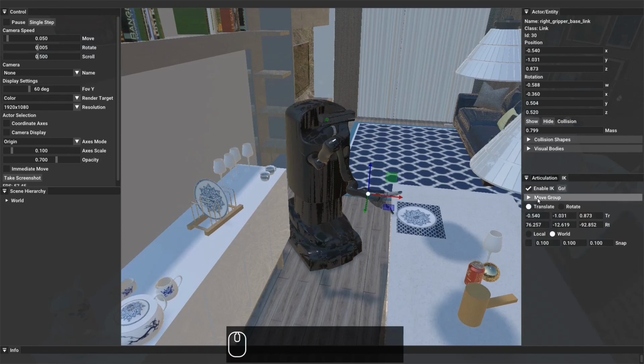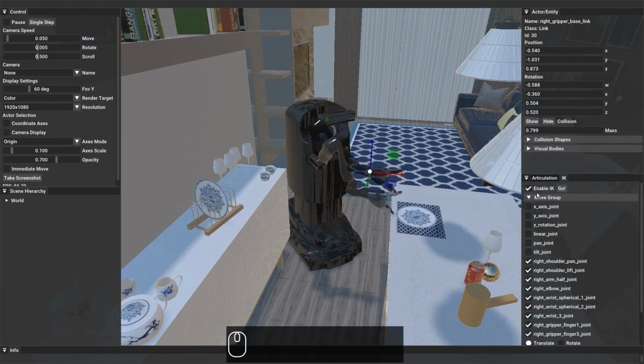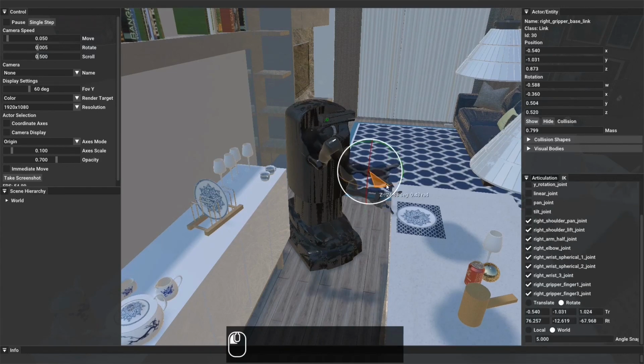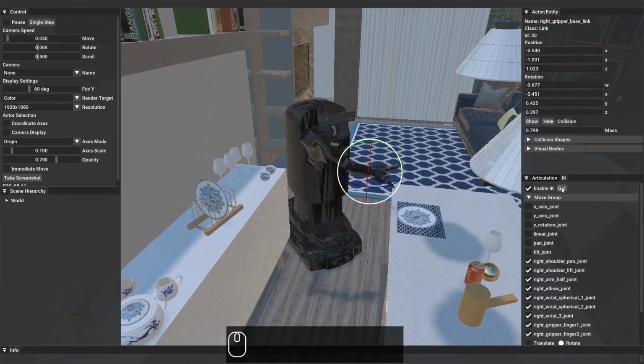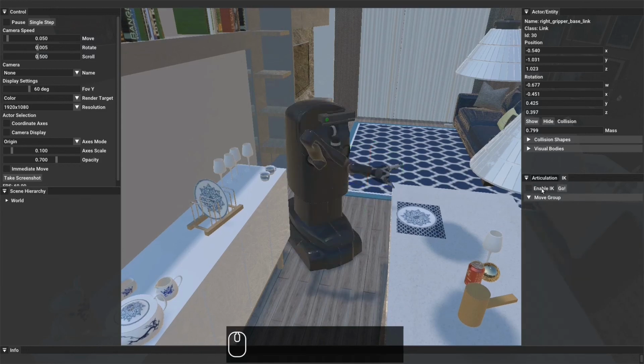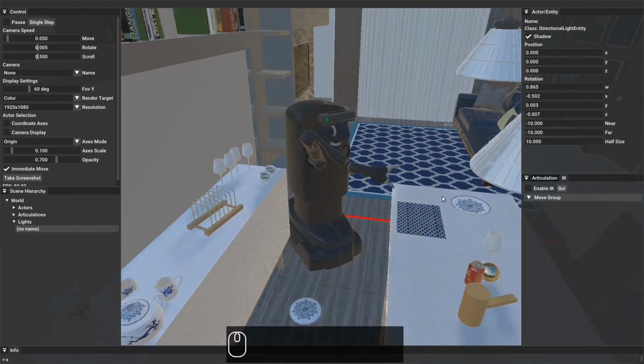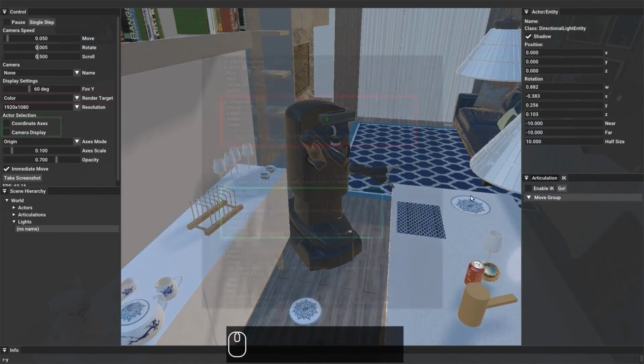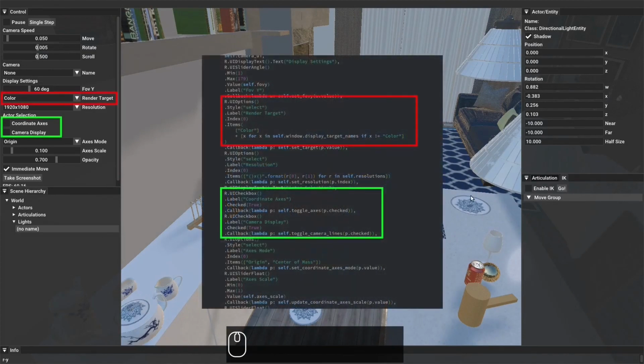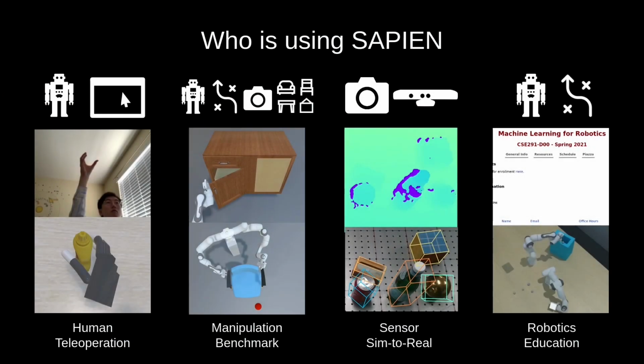It also contains a built-in inverse kinematics solver, so we can easily change the pose of the robot. We can also easily edit the scene, such as moving objects around and moving the lights. The best part of this viewer is that all its functionalities are coded in Python, so it allows endless possibilities in customizations. Now, let me introduce some concrete use cases of SAPIEN.